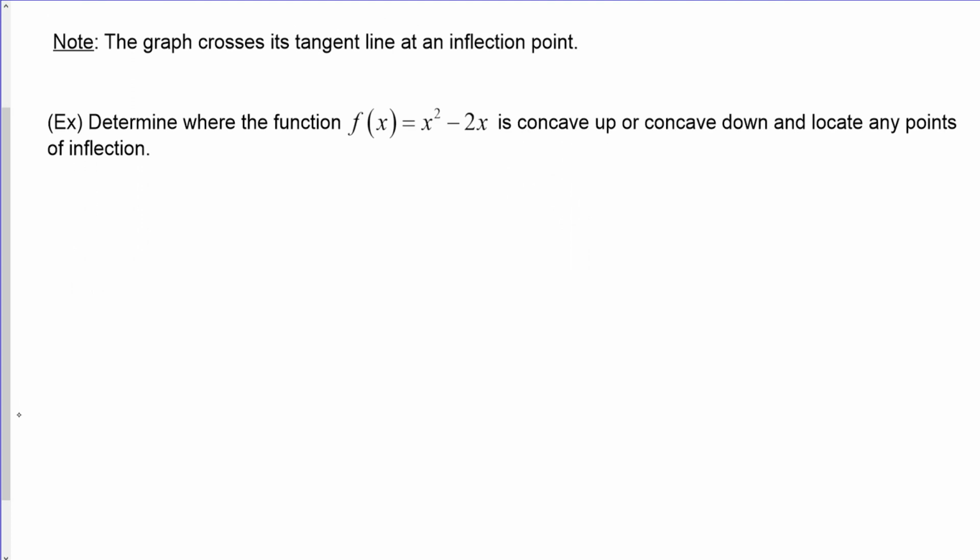So, to determine where this is concave up or concave down, the first thing that we need to do is find the second derivative, but we can't find the second derivative until we find the first derivative. So we'll begin there. This would be 2x minus 2, and my second derivative is just the constant function 2. Since this is always 2, what that means is for any value x that I put into this function, my graph is going to be concave up because this number 2 is always positive.